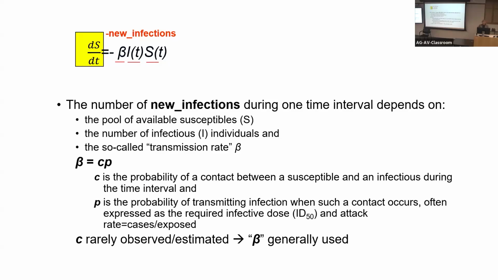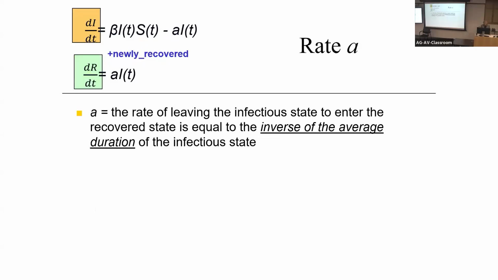We think about it mechanistically as a product of two probabilities. One is the probability that if I'm infectious and you are susceptible, we will meet in a unit of time. And then if we do meet, we come into the same space at the moment of time, what's the probability that this infection will spread from me to you? So first, C is the probability that we will meet, and P is the probability that infection will spread. By the way, the probability of contact, the C, is notoriously difficult to estimate from data.